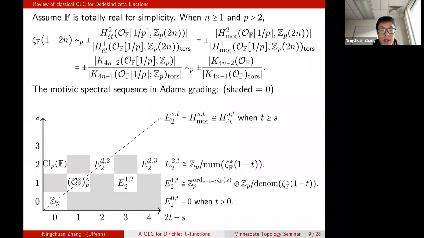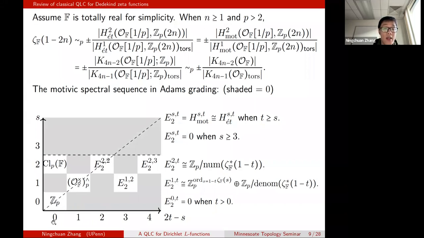And then in the S equals 2 column, we get the class group here and some other stuff. And finally, above S equals 3, it's all going to be 0. And from there, we can just read off, and you can see the spectral sequence collapses because there's no room for differentials, because the differential goes to the left by 1 unit and goes up by at least 2. So there's no room for differentials, and you can see the spectral sequence simply collapses.